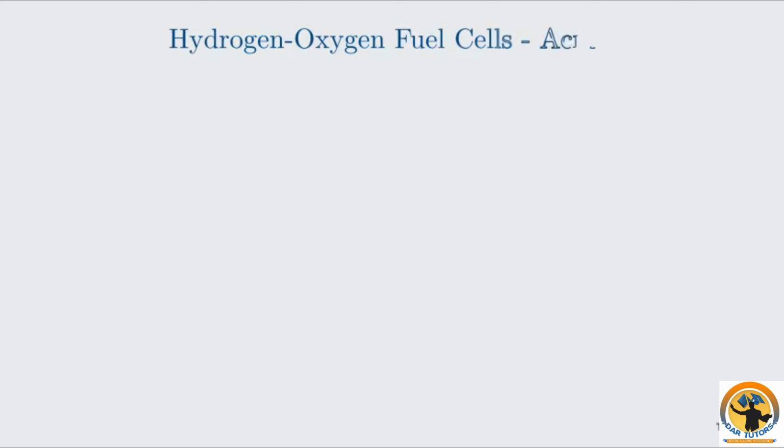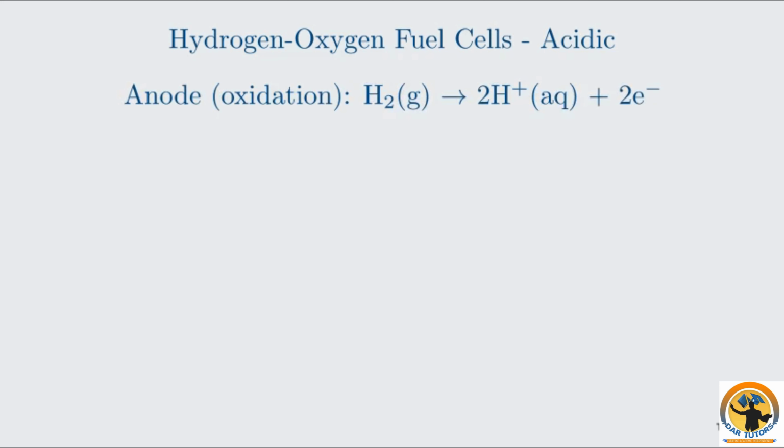Now let's look at the hydrogen-oxygen fuel cell under acidic conditions, which uses a phosphoric acid solution as the electrolyte. The overall reaction remains the same. Hydrogen plus oxygen yields water. However, because the electrolyte contains H⁺ ions instead of OH⁻ ions, the half equations are different. At the anode, hydrogen gas is oxidized directly to hydrogen ions and electrons. The half equation is H2 gas produces 2H⁺ aqueous plus 2 electrons. This is still an oxidation because electrons are lost.